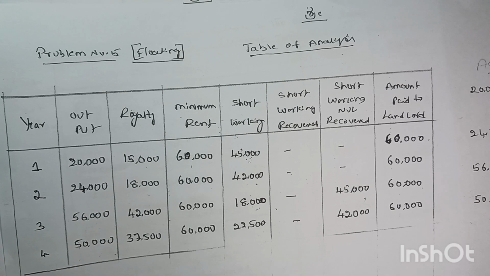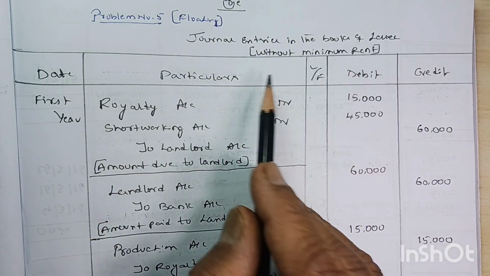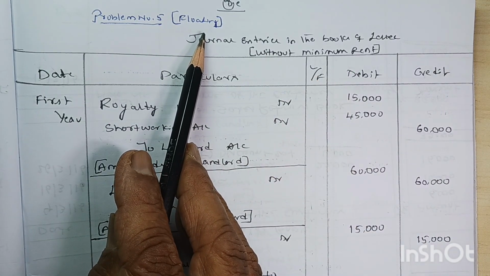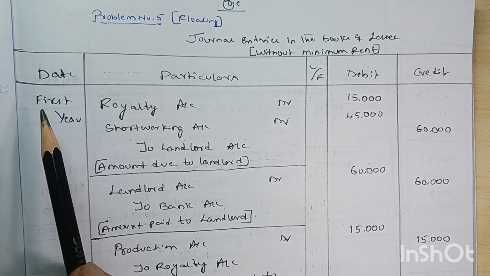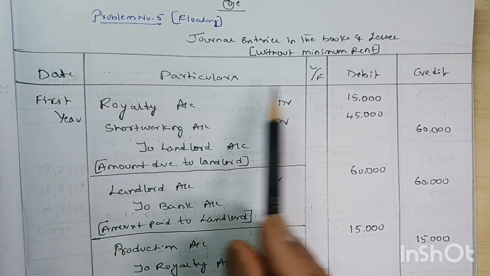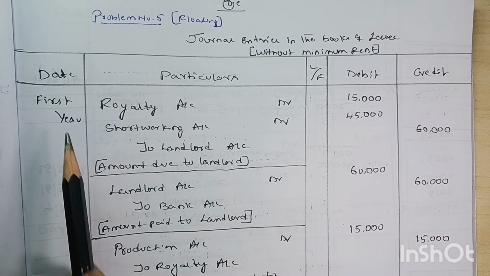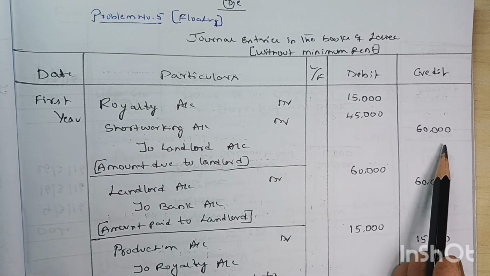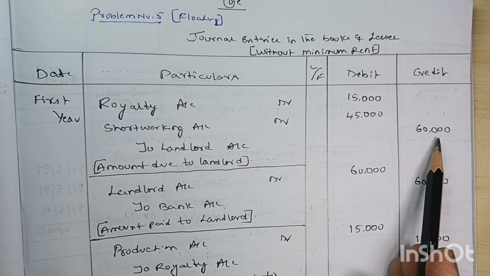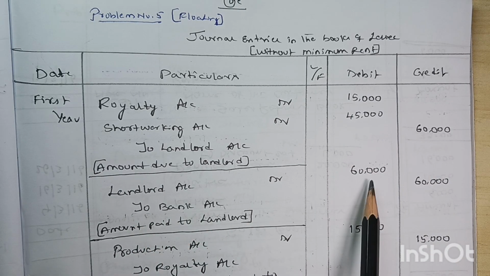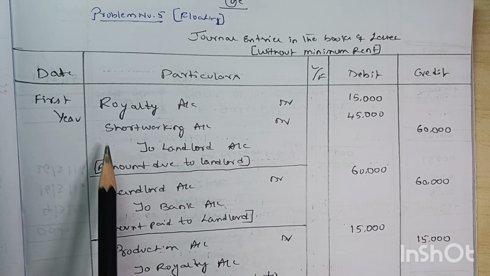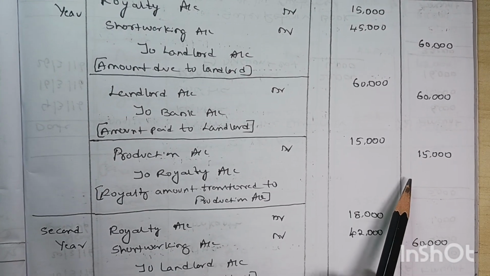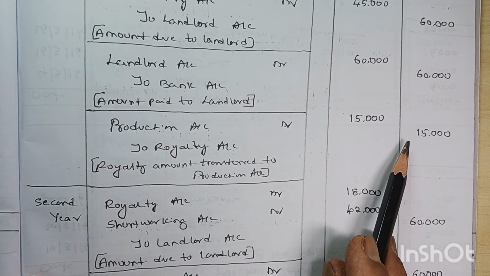So with this table, now we will write journal entries for the same, with minimum rent and without minimum rent. Now journal entries in the books of, let's see, without minimum rent, I have written problem number 5, floating. That means you have to see that analytical table earlier. Date, particulars, ledger folio, debit, credit. First year, royalty account debit, short working account debit to landlord account 60,000, 45,000 plus 15,000, 60,000. Then landlord account debit to bank account 60,000. Then royalty is open, it should be closed. Production account debit to royalty account 15,000. Once a nominal account is open, it should be closed.